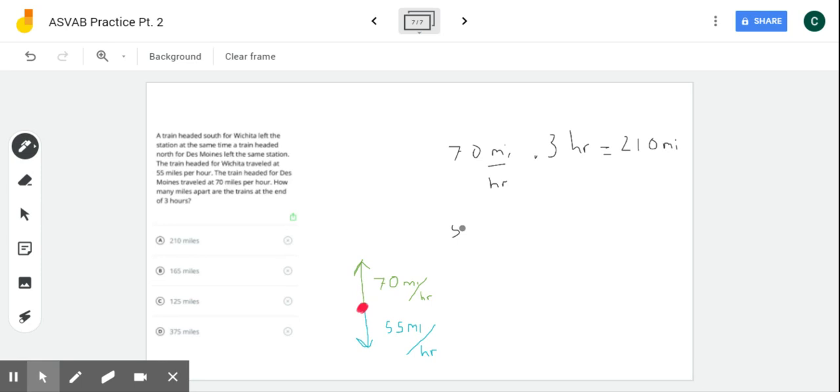Then we do 55 times 3. I'm just going to leave my units off. Again, it's miles per hour times hours, so we're left with miles. 3 times 50 would be 150. 3 times 5 would be 15, so 165 miles.